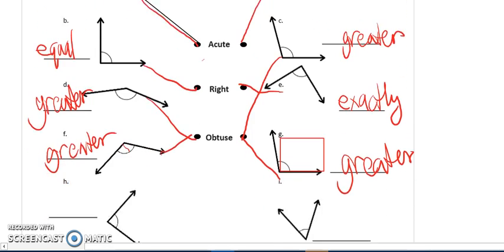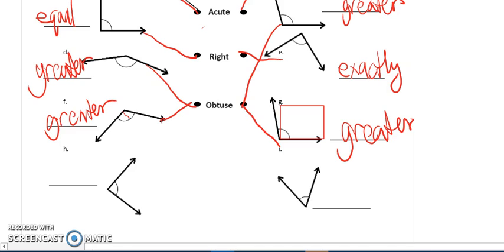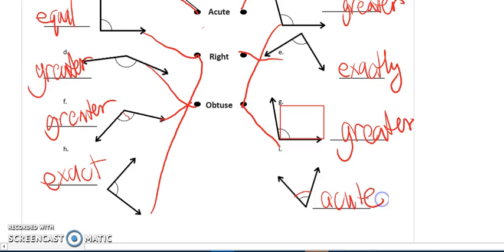And then I have, what, two more? I feel like this shape makes a perfect L, so this is exact. You guys can check it with your paper. But I believe this would be a right angle, and this looks really small. So I already know just by looking at it, it's acute.